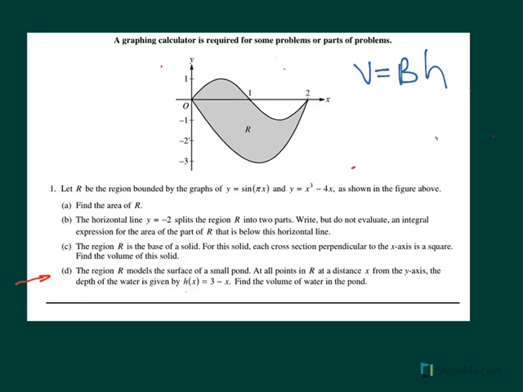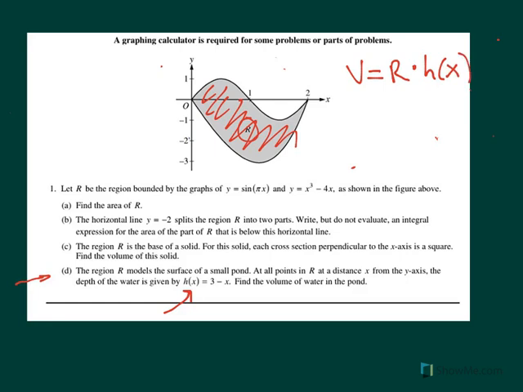So on this problem, the base area, the capital B, is what R is. So this is your base, and then this is your height at any particular point. So to find the volume, it's going to be the area of R multiplied by the height, which is basically the h of x function. How do you represent the area of R? We found that in part A. So that's going to be integrating the top curve minus the bottom curve.